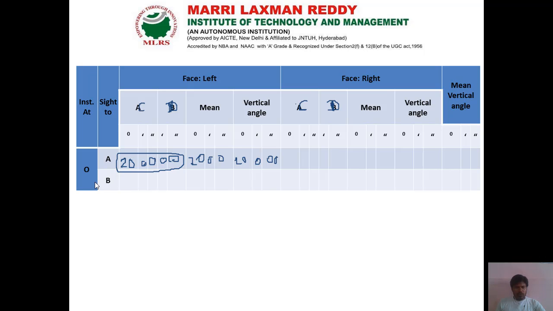Next, with respect to B, that is instrument at O and sight to B, we are getting the angle of 30 degree, so vernier C is 30 degree, vernier D is 0 minutes and 0 seconds. So the mean angle between vernier C and D becomes 30 degree. So the vertical angle is 30 degree. Now the angle AOB is equal to the addition of these two angles, so it becomes 50 degree.